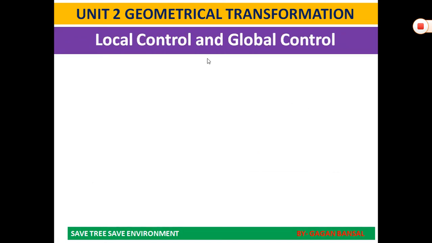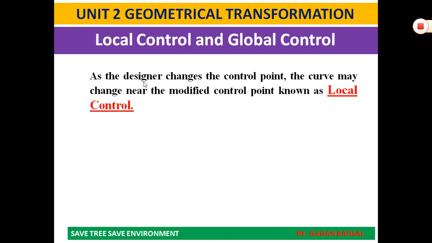Next is local control and global control of a coordinate system. What does it mean? As a designer changes the control point, the curve may change near the modified control point, known as local control. Local control means, suppose we have any curve, if we change any of its control points, only that particular curvature is changed. So that is known as local control. And when the whole curve is changed by changing only a single control point, it is known as global control.